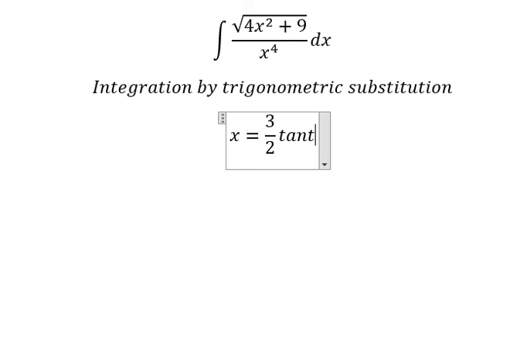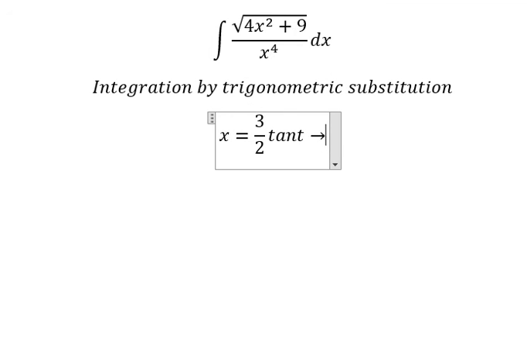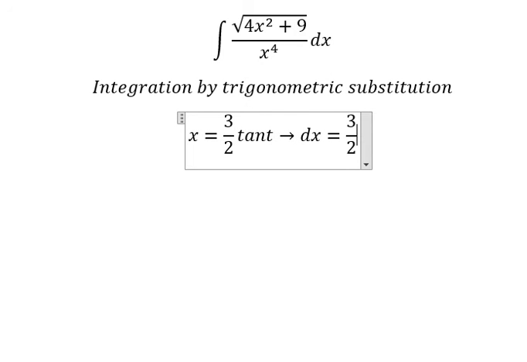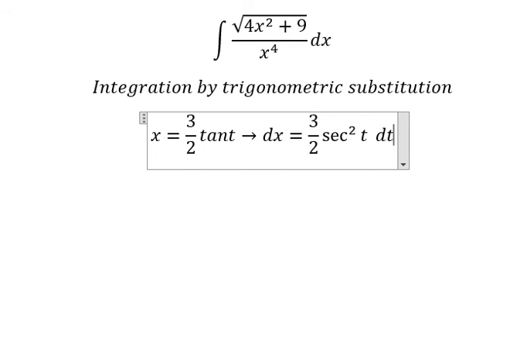3/2 tan t. Because if I put this one in here, you get 9/4 tan² t. The 4, we cancel. The 9, we can do factorization. Tan² t plus 1, we change to secant² t, and later we simplify by the square root. The dx, we have 3/2 secant² t dt.